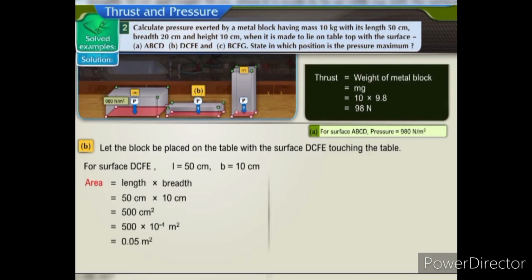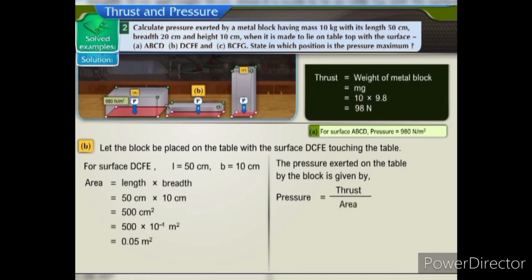Area is equal to 0.05 meter square. Hence, the pressure exerted by the block on the table is given by pressure is equal to thrust divided by area. Pressure is equal to 98 divided by 0.05, which is equal to 1960 Newton per meter square.